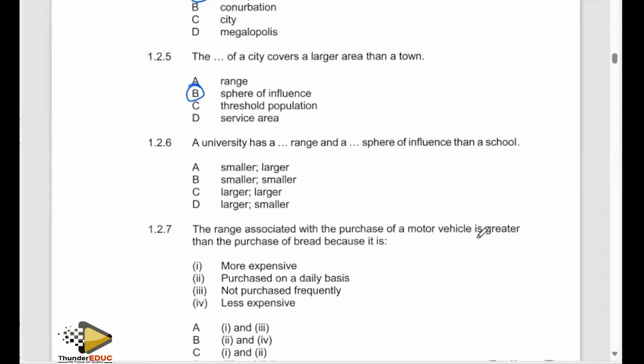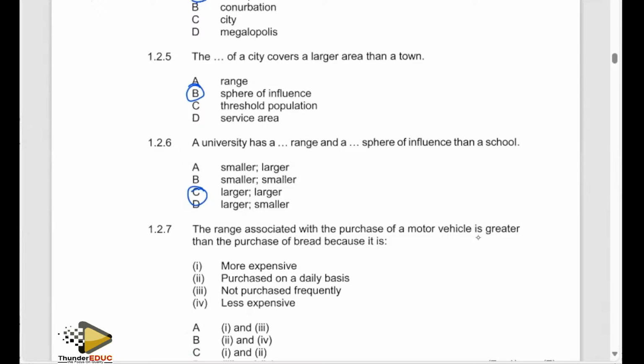And also, remember, high order services attract people from distances, which means that their sphere of influence is also going to be bigger compared to that of a school. A university versus a school: a university is a high order service, while a school is a lower order service when you're comparing those two. So it must be a larger range and a larger sphere of influence, which is option C. Right. Move on to the next question.